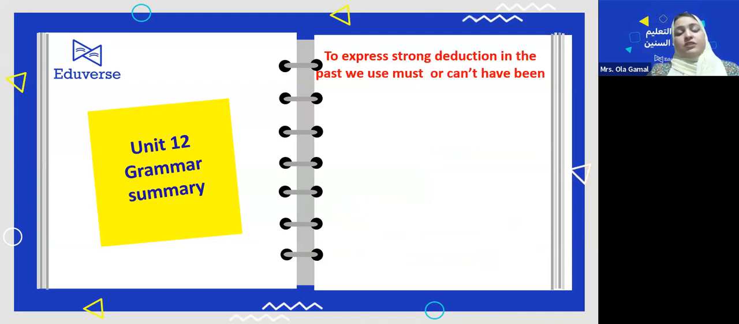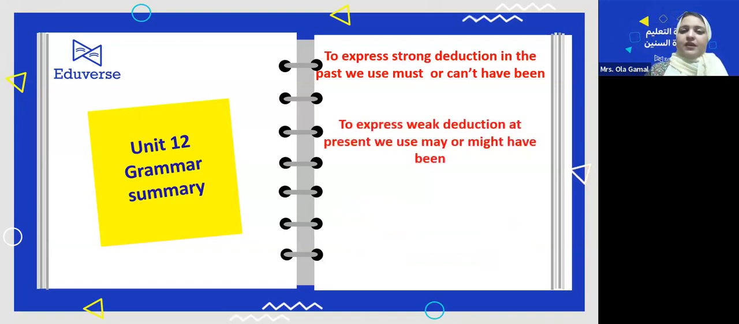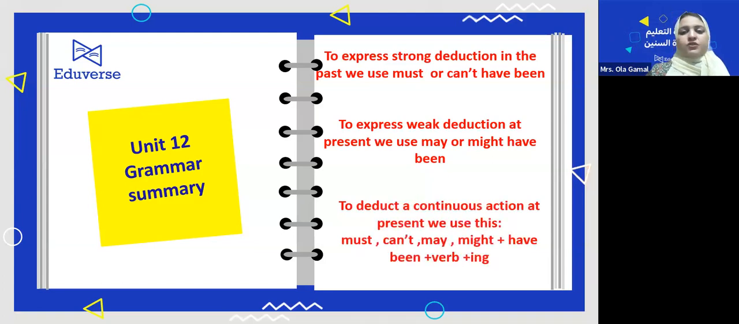Also here, to express strong deduction in the past, we use must or can't have been. To express weak deduction in the past, we use may or might have been. To deduct a continuous action in the past, we use must or can't or may or might have been, plus verb plus ing.